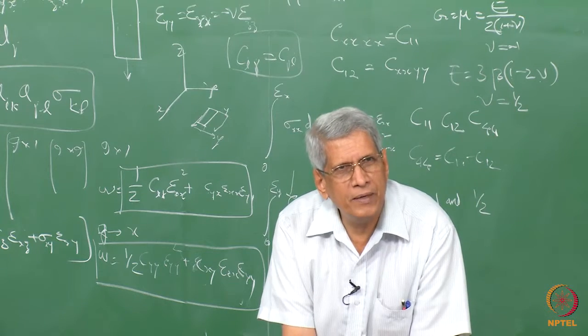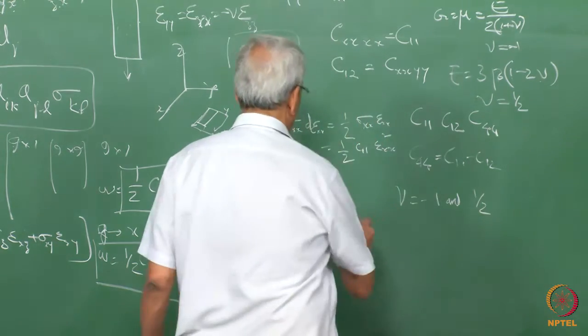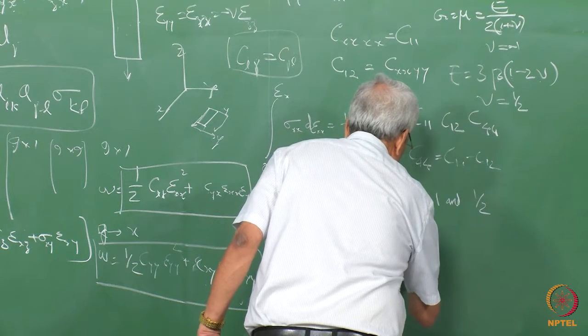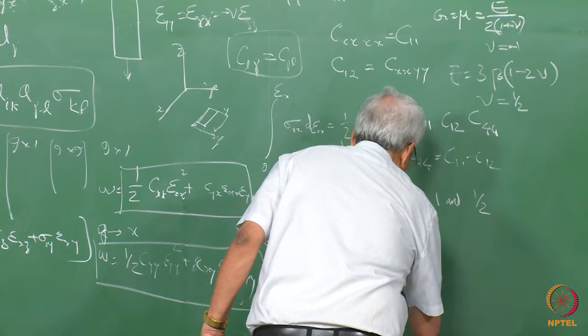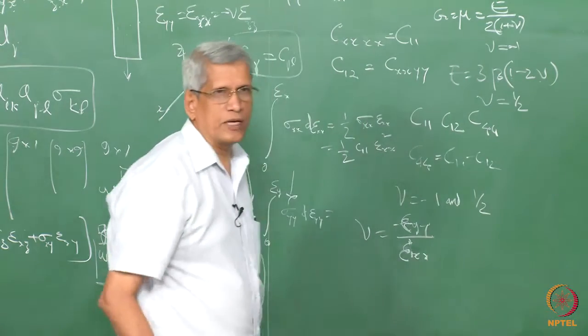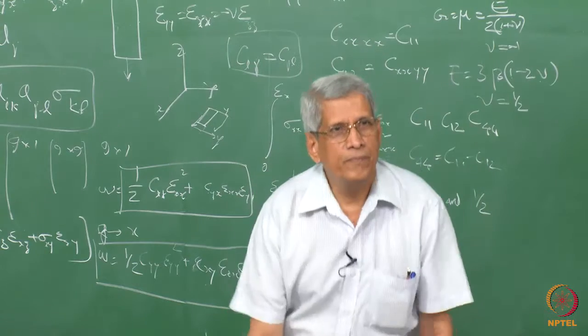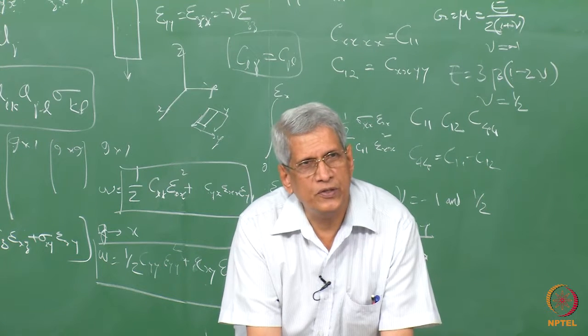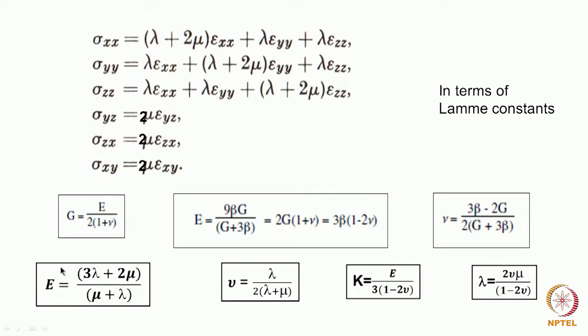Nu represents nothing but, suppose it is epsilon yy by epsilon x. That is, if we expand the sample in the x direction, what is going to be the corresponding contraction? That ratio is what we define as nu. E itself could be represented in terms of lambda and mu, and lambda is defined in terms of mu and nu. All types of expressions are there.